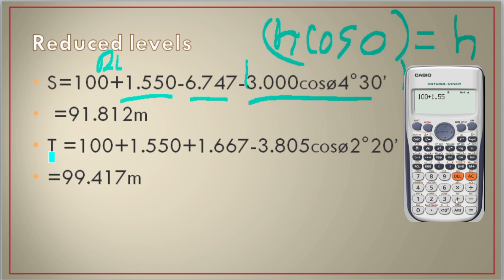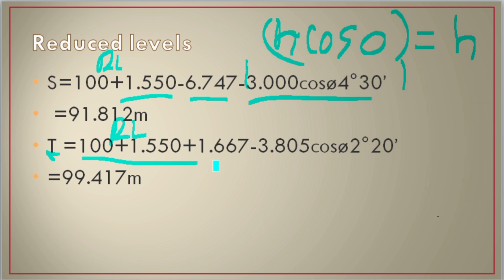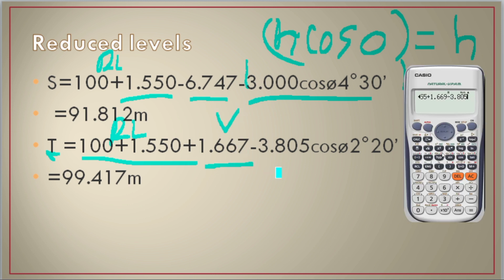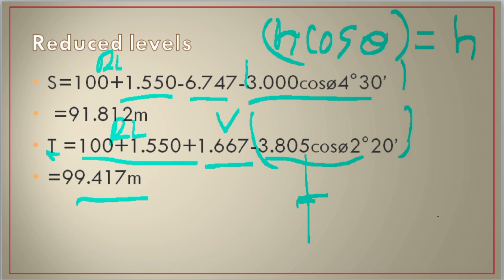And then the reduced level of T, we had the reduced level of R added to the height of instrument, getting the line of collimation. Then here we add the V, and by adding the V we reach the staff where our mid distance was. Then we subtract our H cos theta of that position, getting our reduced levels for S and T.